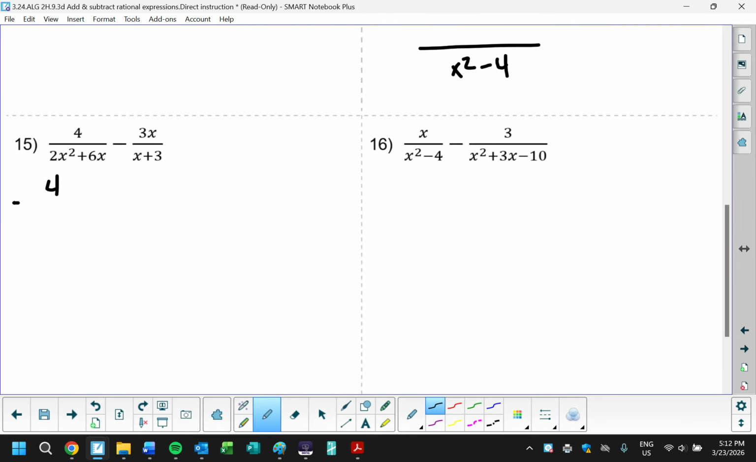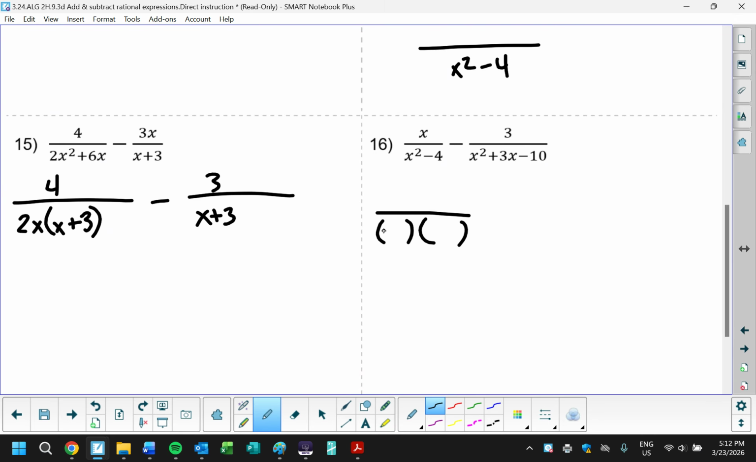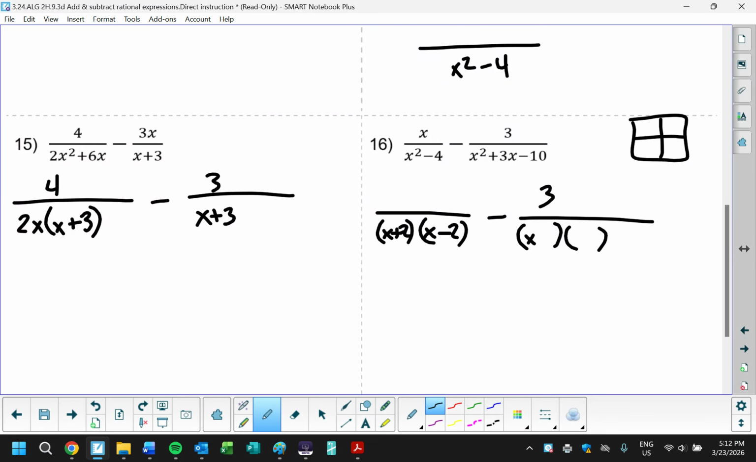Number 15, we can pull a 2 and an x out of this binomial. Nothing out of here. Number 16, we have the difference of two squares. X times x is x squared. 2 times 2, as long as one is positive and one is negative, we're going to be okay. As for this guy, this one might take the box off to the side if you need. We're going to have an x plus 5 and an x minus 2.